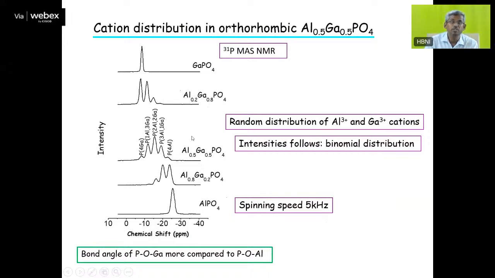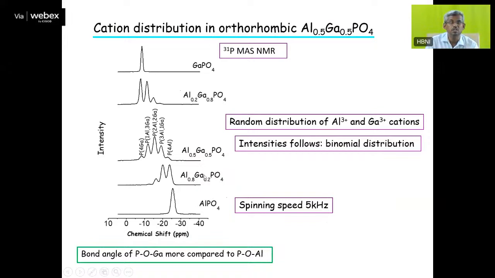I can keep on doing this. A stage will come in which I can get 50% replacement, 50% aluminium and 50% gallium, with a PO4 structural unit. This is a 50-50 solid solution. This is just the reverse of the earlier one: here, instead of 80% gallium, I put 80% aluminium and 20% gallium, and this is a pure single component. You see, these are nothing but solid solutions.